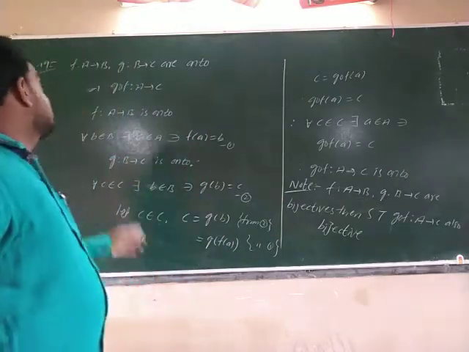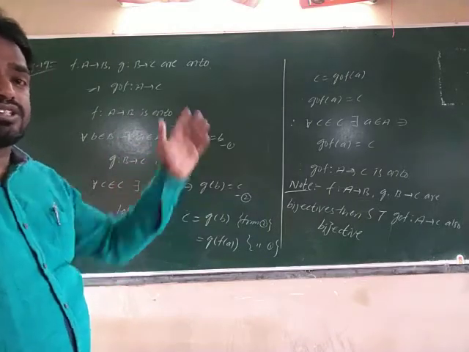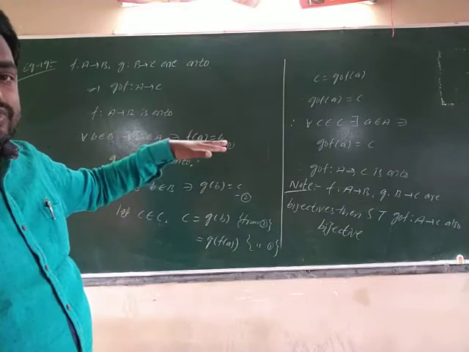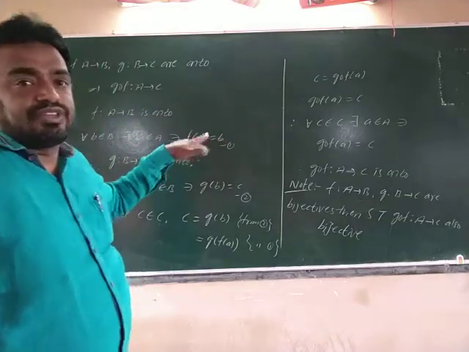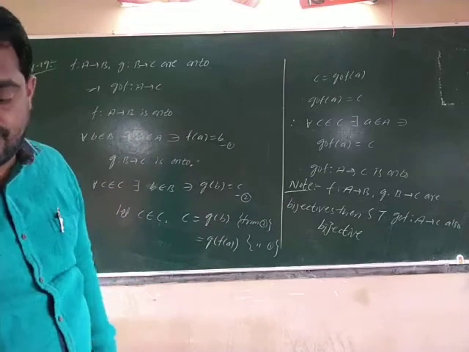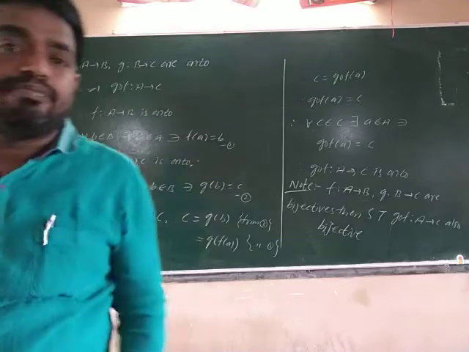So for this they are asking for 3 marks. For 3 marks, you have to write both. Usually they ask for 2 marks for this one, but 3 marks means they are asking for the combined proof, right? Next, now example number 20.